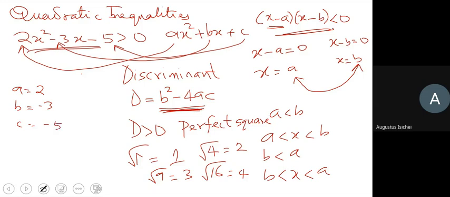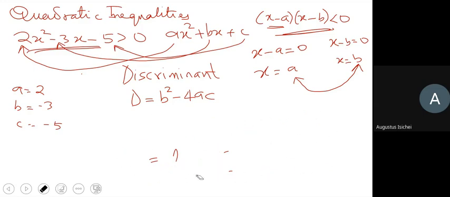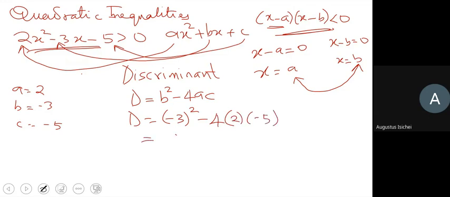Let's put these numbers inside the formula and solve it. If we get a perfect square, it means we can factorize that quadratic expression. If not, we can't factorize it. So D equals b squared minus 4ac. b is minus 3, so I raise minus 3 to the power of 2, minus 4 times a, which is 2, times c, which is minus 5. Minus 3 times minus 3 is 9. 2 times minus 5 is minus 10. And minus 4 times minus 10 is plus 40. 9 plus 40 is 49.